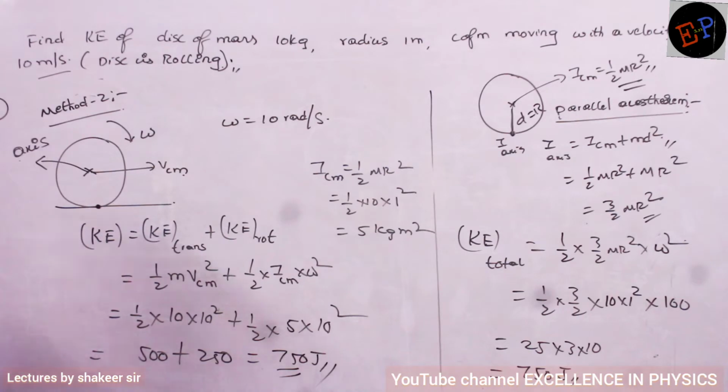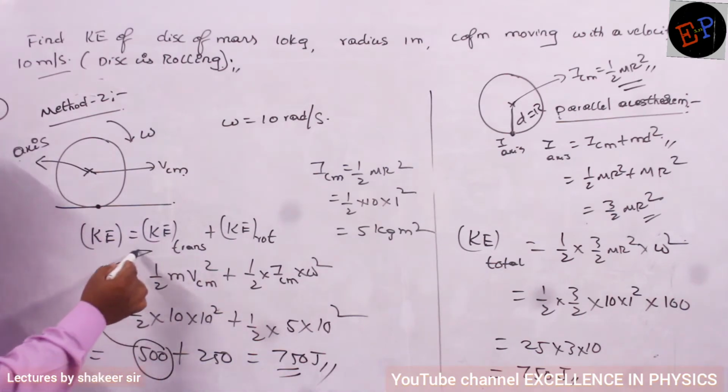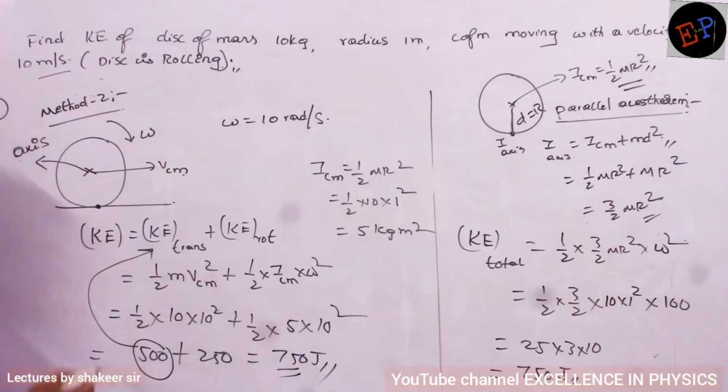Okay. And what is this 500? 500 is kinetic energy because of moving in a straight line, translational motion. Rotational energy means this is the energy because of rotational motion. Okay, that's it.